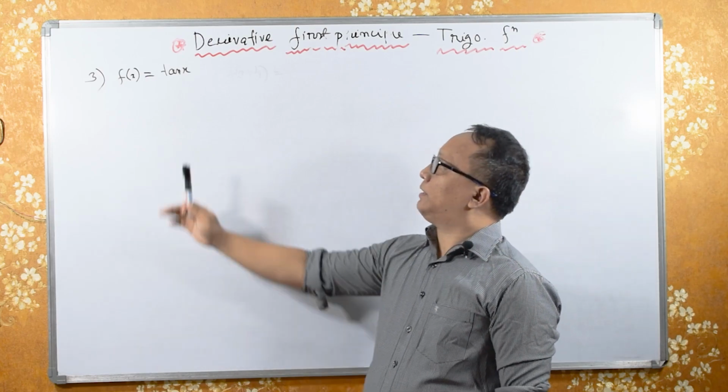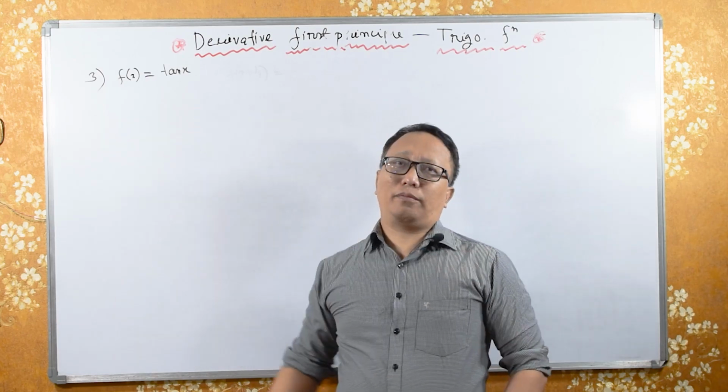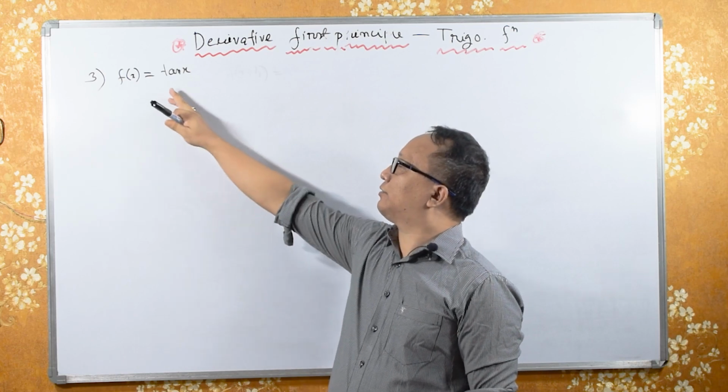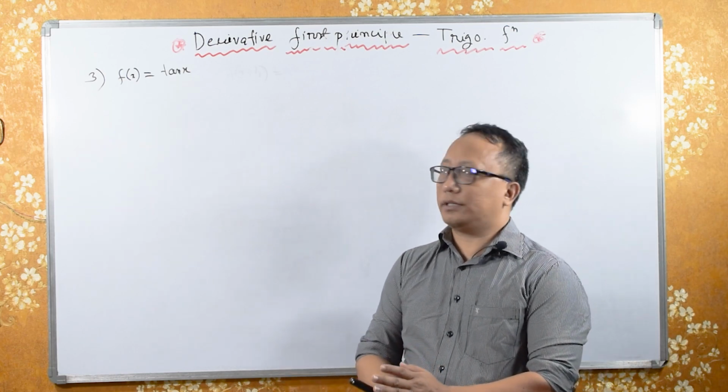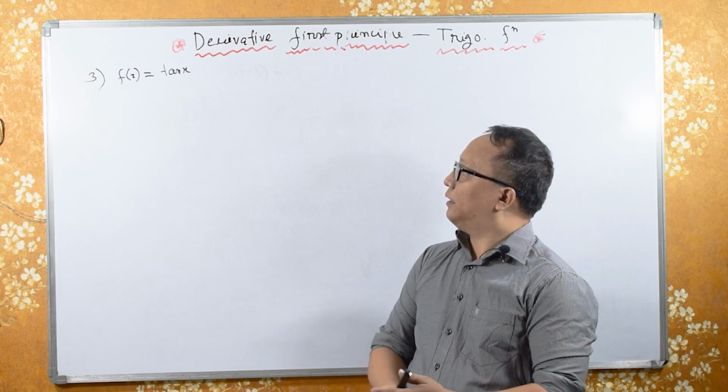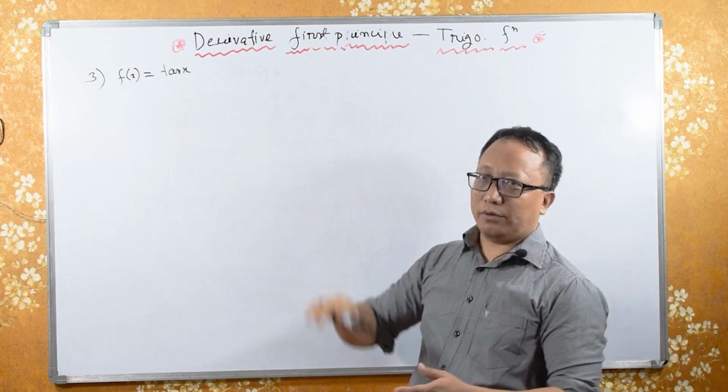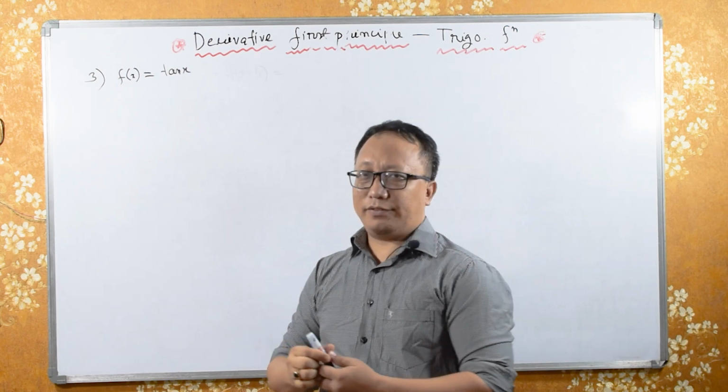But for this we have a direct formula. Differentiation of tan is what? Sec square x. We know this derivative. But with the help of first principle, we need to find out what is the differentiation of f x.